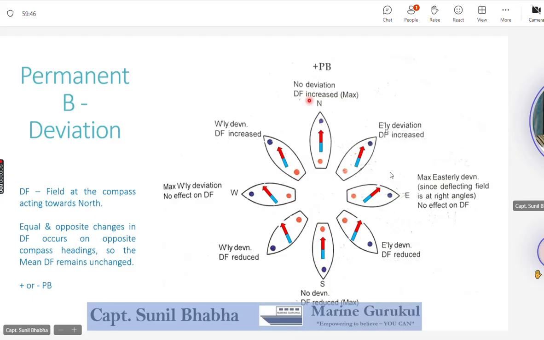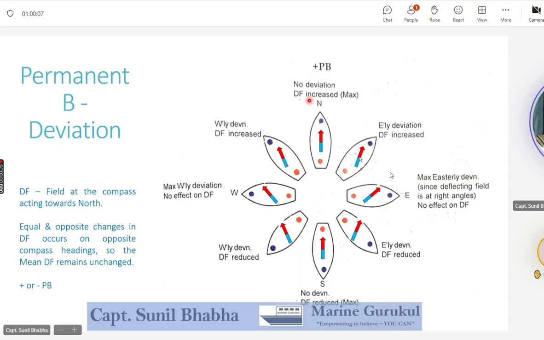Yes, sir. So basically, the directive force is just, if the pole is north of the compass, pointing towards the northern side, then its DF is increasing all the time. Right, that's correct. Okay, understood.